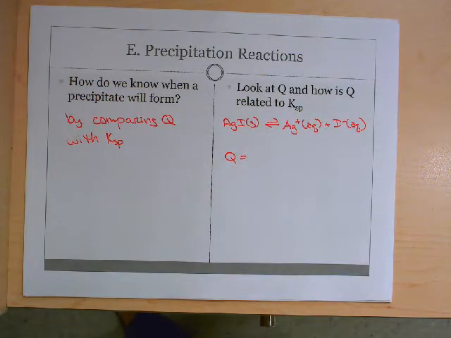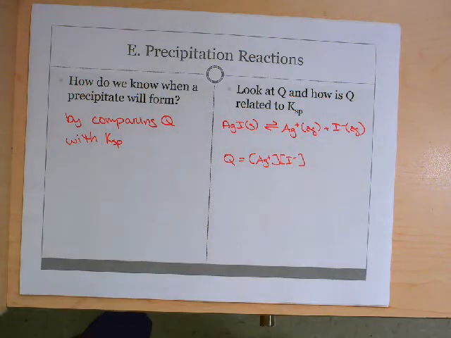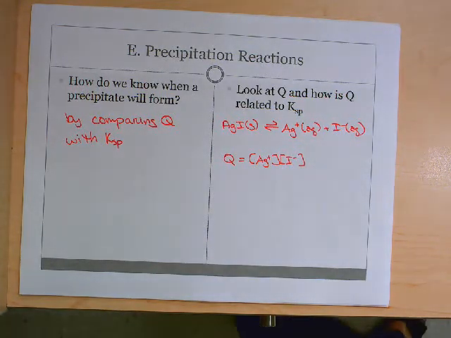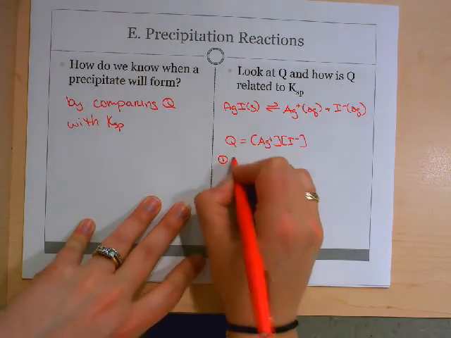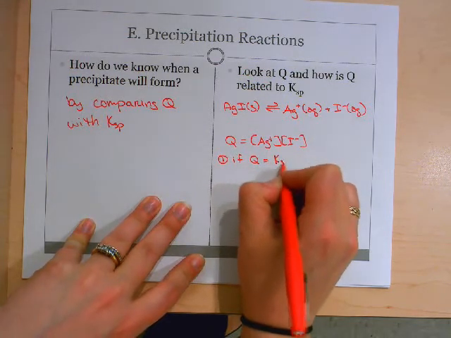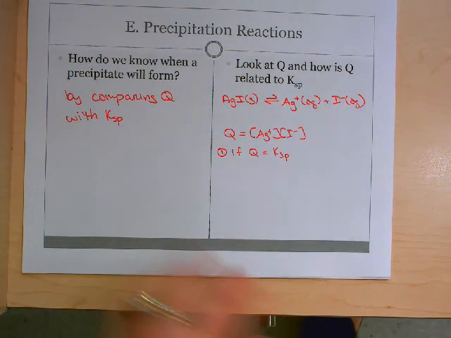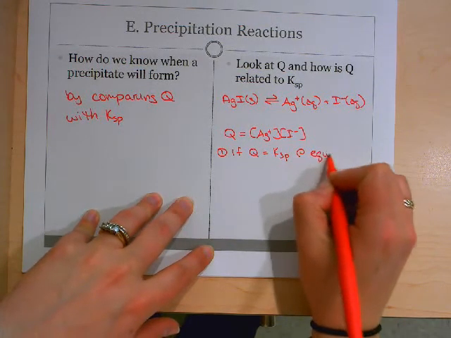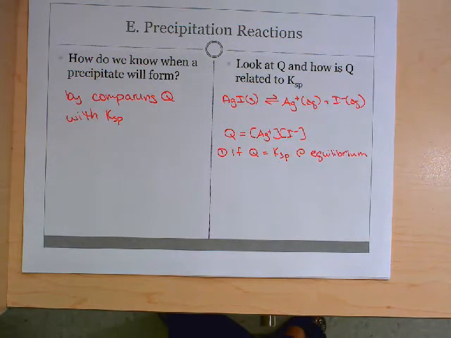If I wanted to write the Q equation, what is Q equal to? Let's say my value of Q equals my value of KSP. Where am I in my reaction? I'm at equilibrium. What would I call this solution then? Starts with an S. Saturated.